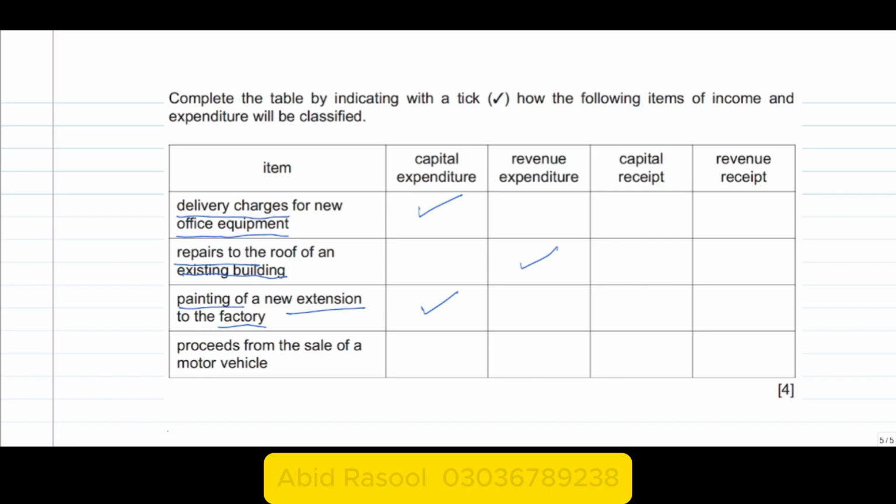The last one, proceeds from a sale of a motor vehicle. We have sold a motor vehicle. A motor vehicle is our non-current asset. Proceeds mean the money we have received. We have received money from the sale of a motor vehicle. So this is a capital receipt because it is not our normal trading activity.